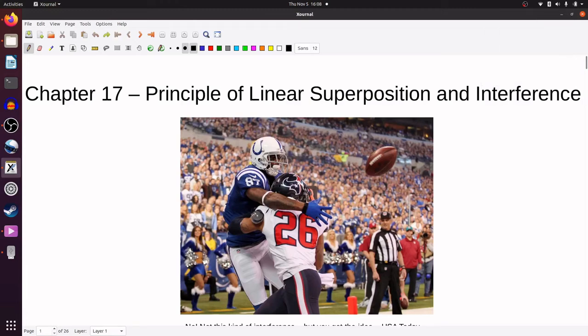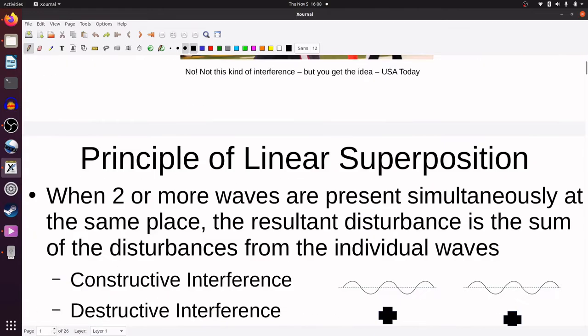All right, last chapter, chapter 17. Principle of linear superposition and interference. Unfortunately, not the kind of interference you see in the picture there, but hopefully you get the idea.